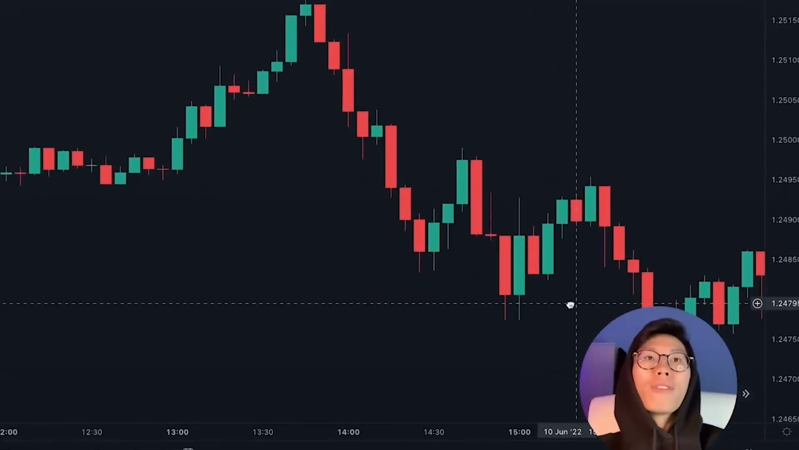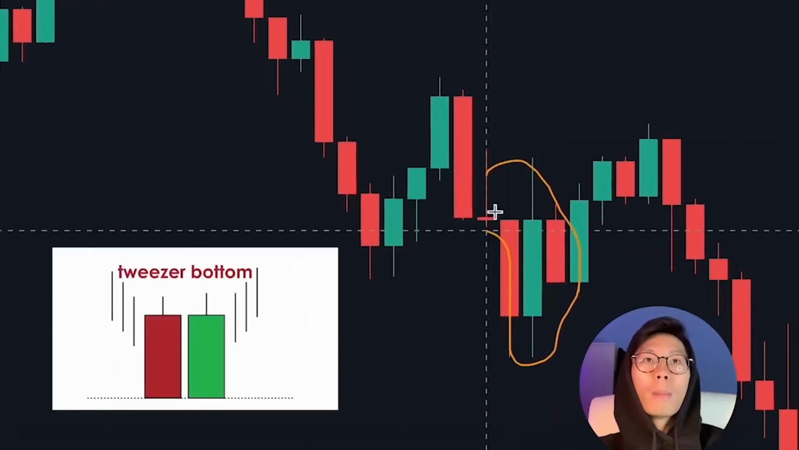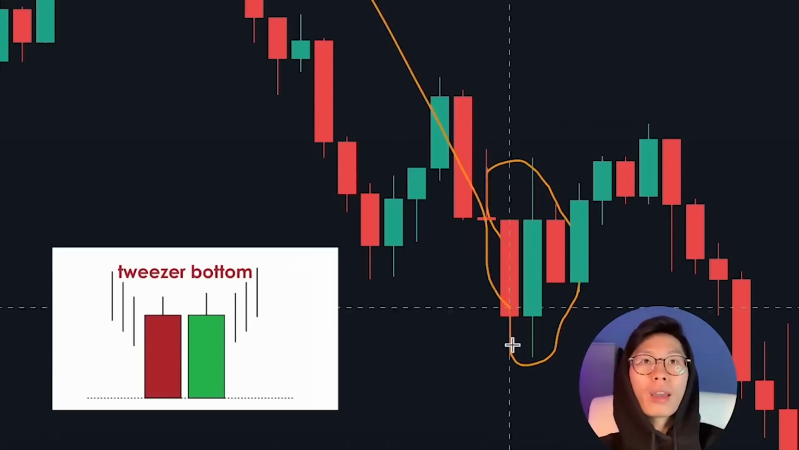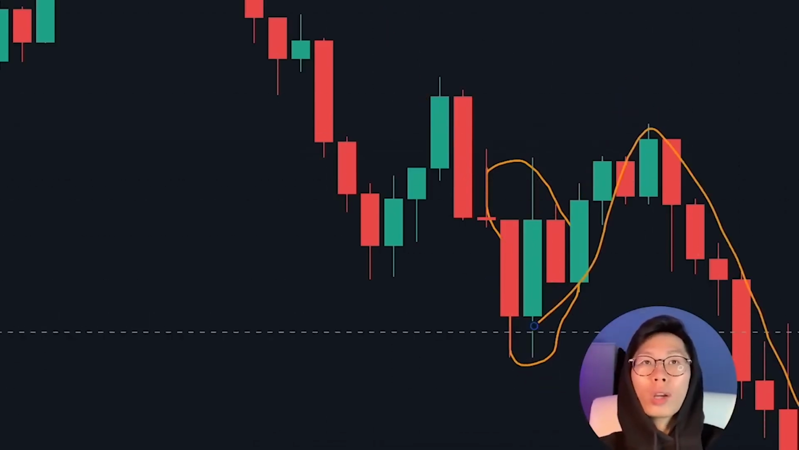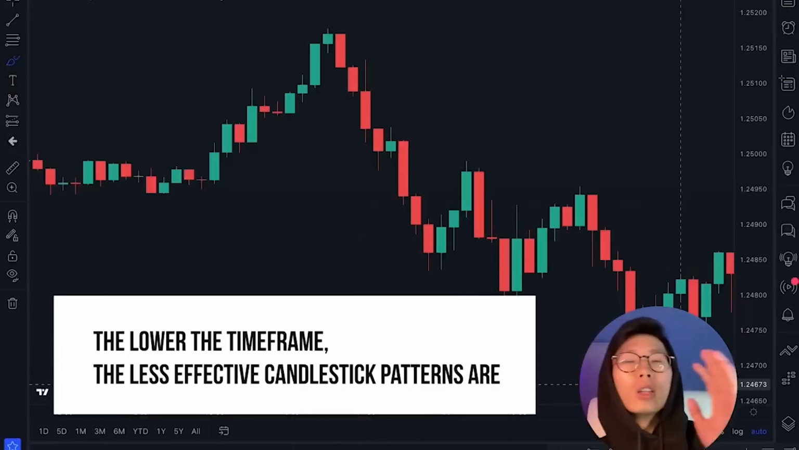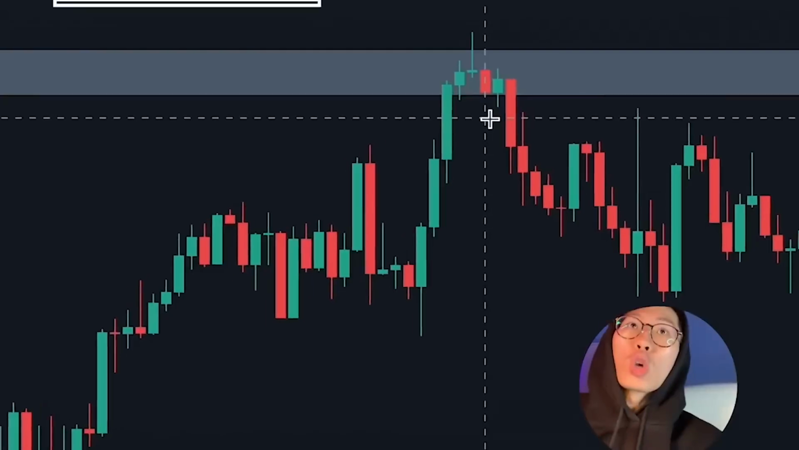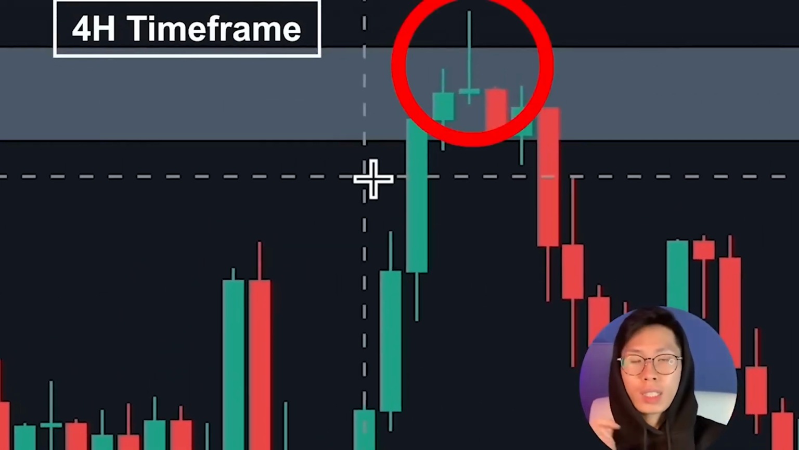So right now we are on the 5-minute time frame, and you can see price formed a little tweezer bottom right here. You can see this one red candle and one green candle, and it's supposed to reverse when you see this pattern, right? But guess what? Price continued going down even further. That is because on the 5-minute or the 15-minute time frame, the lower the time frame, the less effective the candlestick patterns are. So in this example, you saw this little doji being formed at this resistance area.